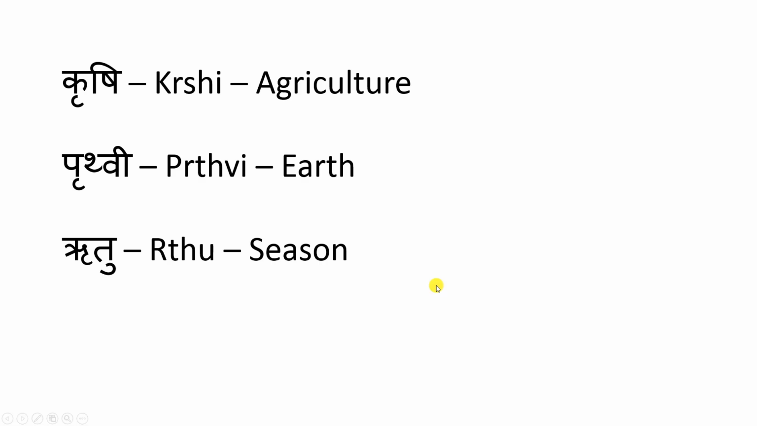Here are a few examples which have the r sound in them. This is krishi. Krishi is agriculture in English. Here it is k plus r equals kr, and shi: krishi, which means agriculture.